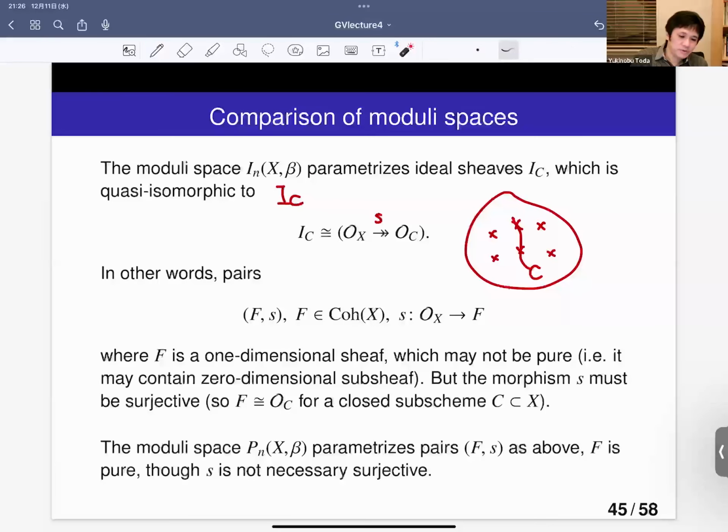So there are two differences between F and S. In the DT theory, F is not pure, but S is surjective. But in the PT stable pair case, F is pure, but S is not necessarily surjective. So in this case, the moduli space is defined from the moduli space of PT pairs.